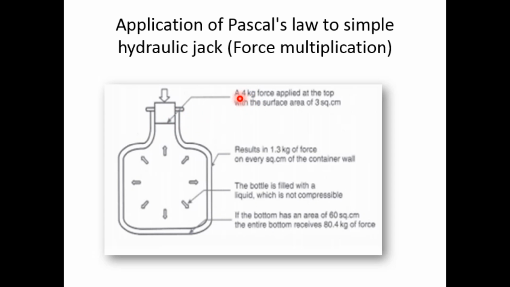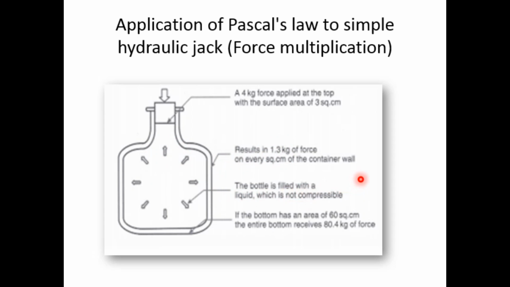Now here, a 4 kg force is applied at the top, with an area of 3 square centimeter. So I am applying a force of 4 kg on an area of 3 square centimeter. Then what is the result? It will result in 1.3 kg of force on every square centimeter of the container. So how do we get that? Force by area. Force over here is 4, by area, that is 3. So 4 by 3, I'll get the pressure acting on each and every point, that is 1.3 kg of force on every square centimeter of the container.